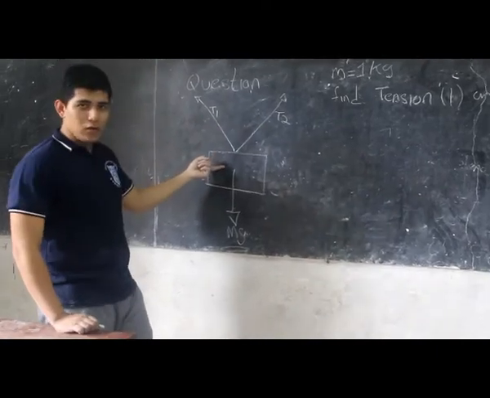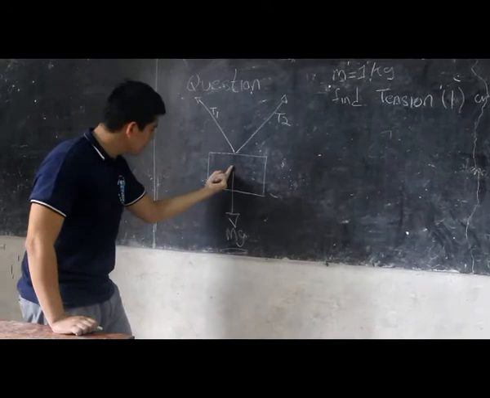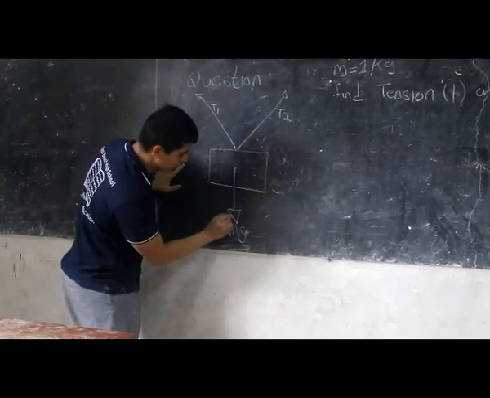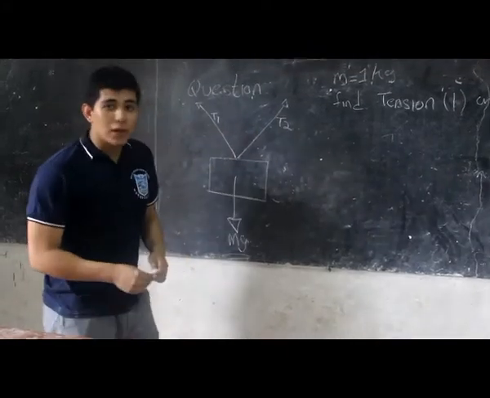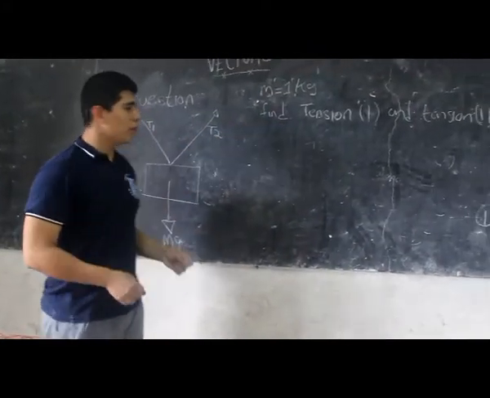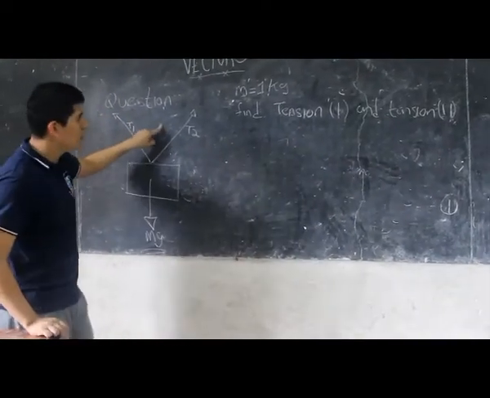Now because the force of gravity is acting on it, there is a force coming downward, which is mg, and we have tension 1 and tension 2. You're given that the mass is 1 kilogram. You're told to find the tension in rope 1 and the tension in rope 2.